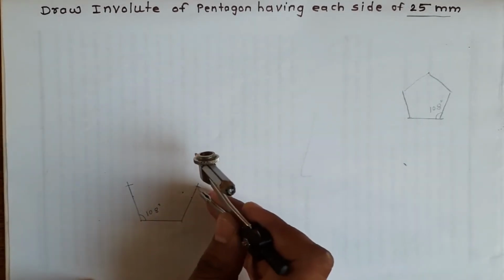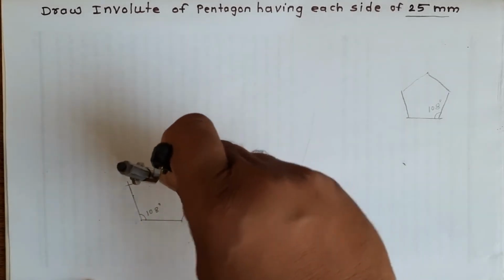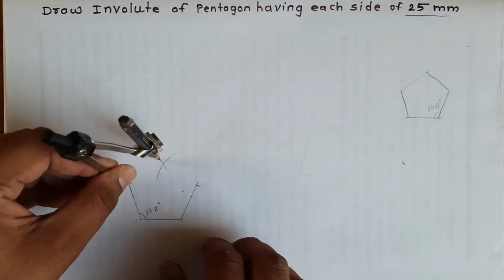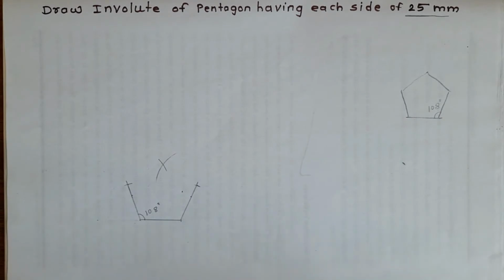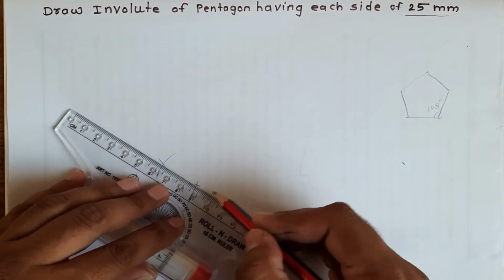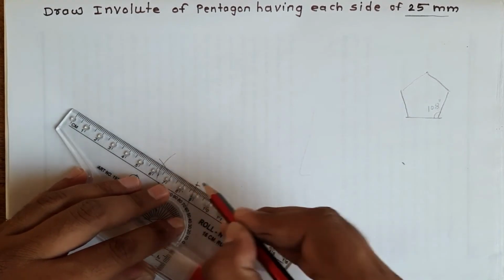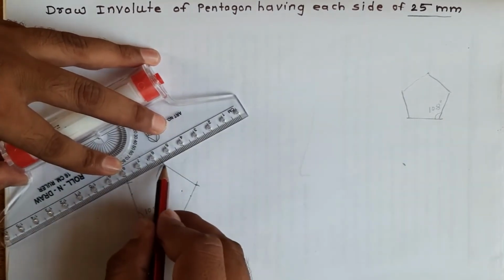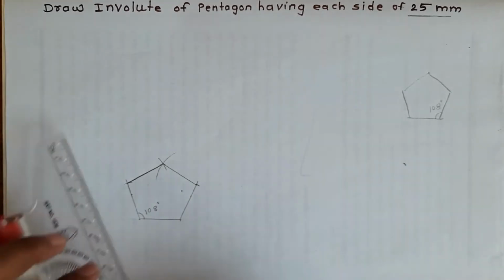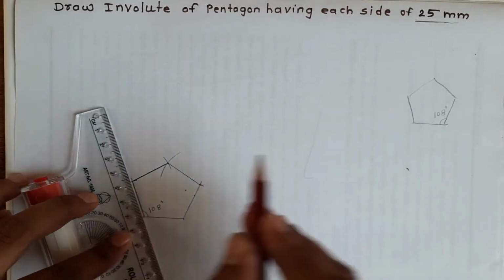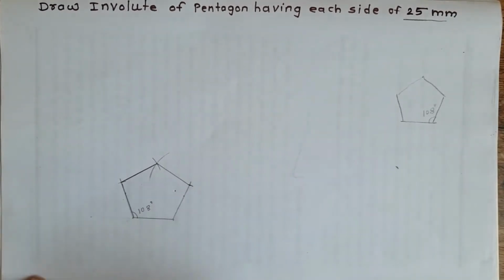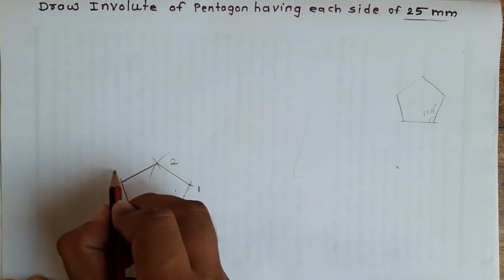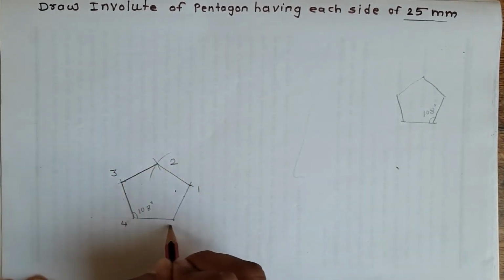Okay, next I will mark an arc from both sides and I will join it. Then finally I will get a pentagon having 25 mm side. So as per procedure, I have drawn that pentagon, and the next step is to give naming to that pentagon: 1, 2, 3, 4, 5.